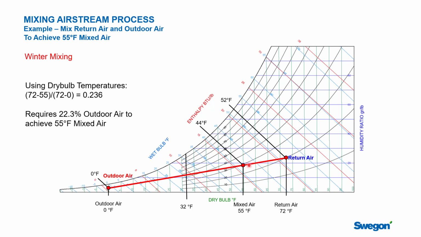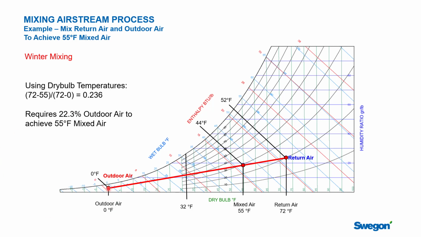And so we can do a quick calculation here. We could do this by looking at any of the properties. We could use the dry bulb, we could use the wet bulb, we could use the humidity ratio. I'm just going to use the dry bulb temperatures because it's fairly easy. And we're really just calculating a weighted average, right? So the difference, the length of this line here from 72 to 55, that's our numerator, 72 to 55, over the whole change from 72 down to 0, right? And what we're seeing here is that it's 0.236. So this requires 22.3% of outside air to cool the return air, the 72-degree return air, down to 55. We would mix in 23% outside air because it's cold.